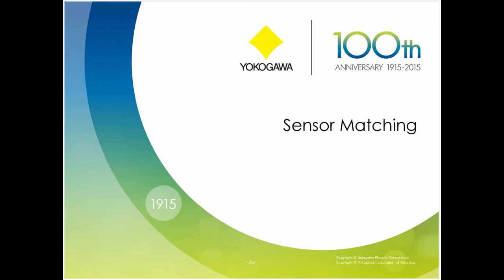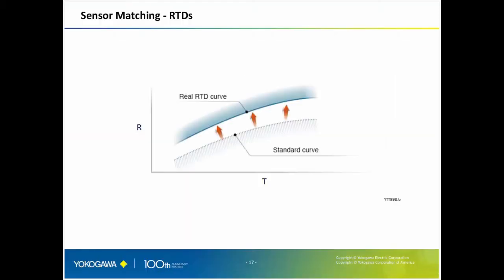Sensor matching, which is what we're going to talk about, allows you to achieve better accuracy between your sensor and transmitter, which will give you a better overall temperature measurement accuracy. So sensor matching is only available on RTDs. I've mentioned it when we talked about recalibration for RTDs.